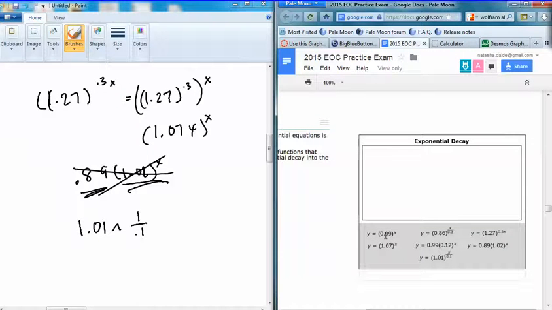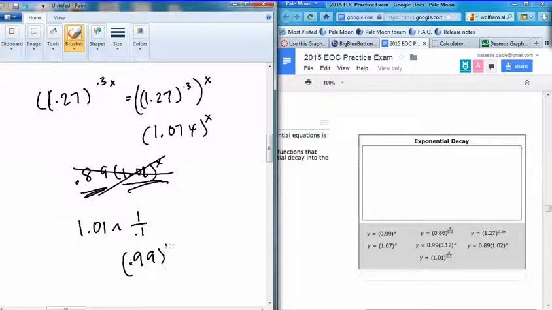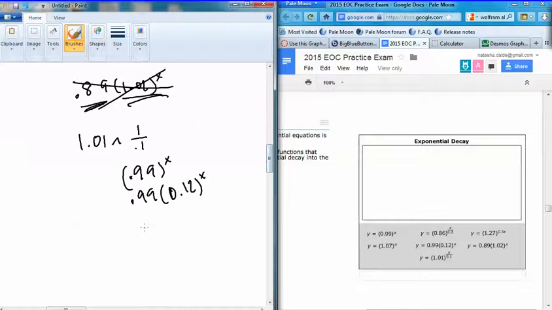I would choose 0.99 to the x power. That's one of them. The other one is 0.99 times 0.12 to the x power, and also 0.86 to the x over 0.3. These are my three answers. All right, cool.